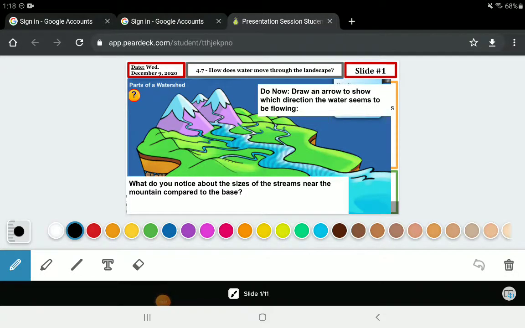So for you to do now, you should be drawing an arrow to show which direction the water seems to be flowing. And then you're writing down what you notice about the sizes of the streams at the top of the mountain compared to near the base.